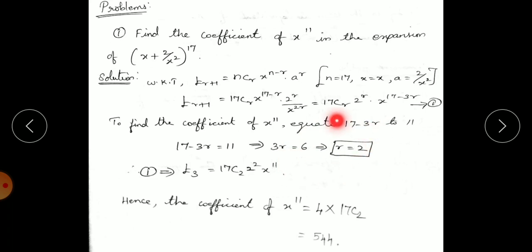Now we substitute the value in the first equation. So T r plus 1 is 2 plus 1, that is T3, which equals 17C2 into 2 squared into x power 17 minus 3 twos are 6, that is x power 11. Now simplify. The coefficient of x power 11 is 4 into 17C2, since 2 squared is 4, and 17C2 is 17 into 16 divided by 2 into 1. After multiplying we get 544 as the answer. So this is the coefficient of x power 11.